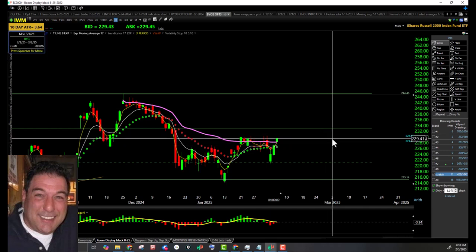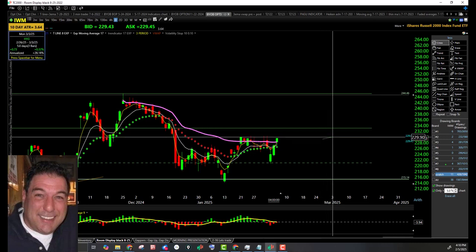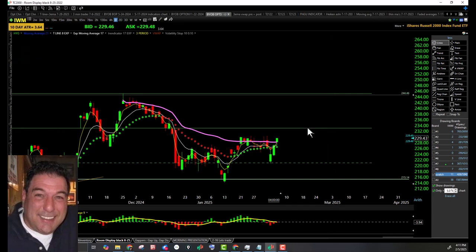Breaking into the upper third here, so I'm going to call it bullish. If they can get up over these wicks, they'll have an uptrend. They'll also be back into the upper third. So there's IWM. Let's take a look at our technicals.